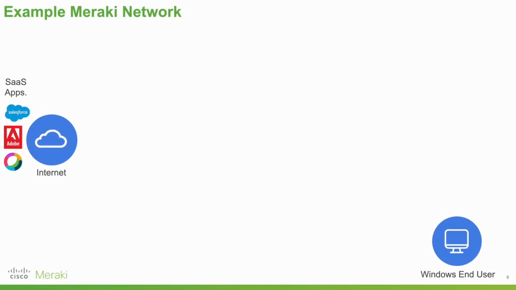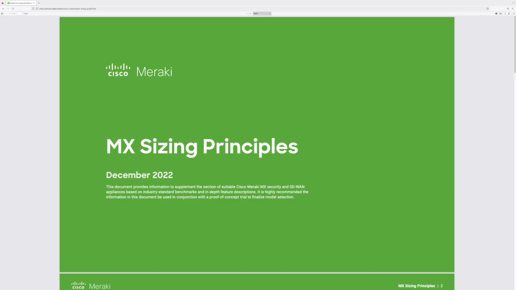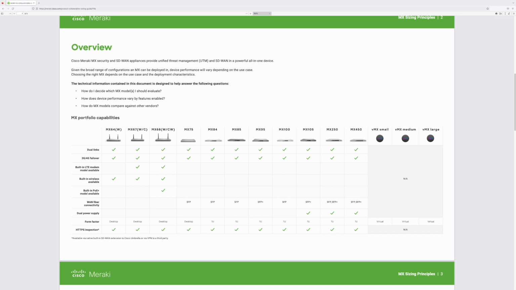Let's bring up first the MX devices. These are routers and next-gen firewalls. To help decide which model's the best fit for your use case, we're using this publicly available Meraki MX sizing guide. I'll have this in the description.